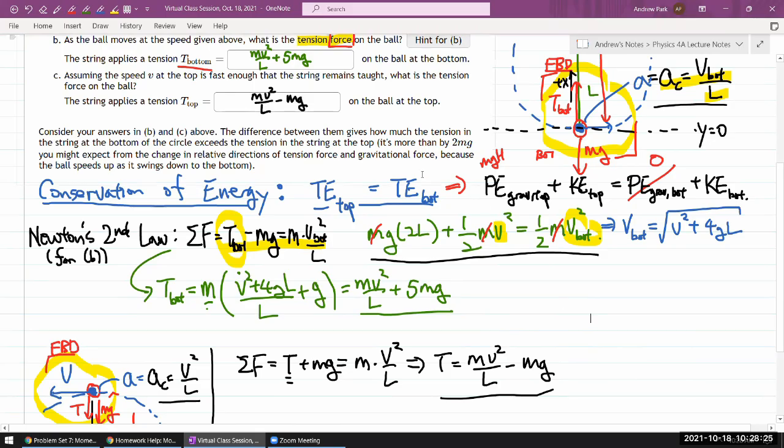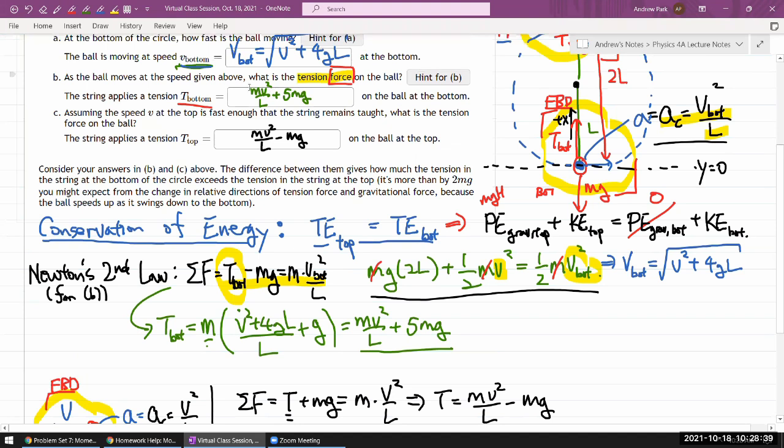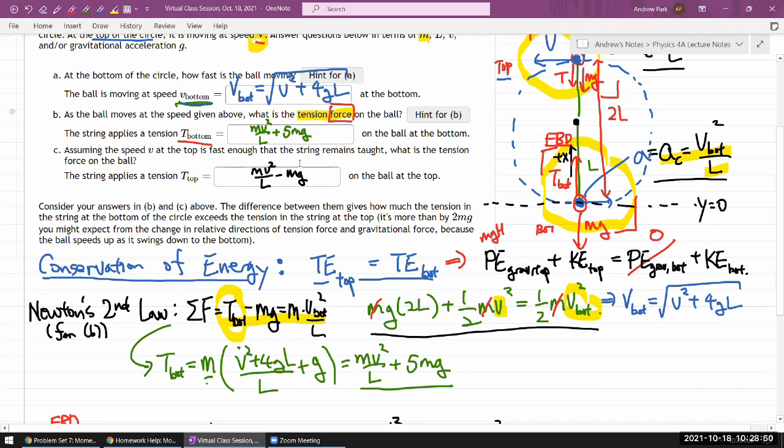Yeah, the difference between them is how much tension in the string exists. And it does say it's more by 2 mg, so it is by 6 mg, and let's hope that it's actually correct. So let me go to the question page and just enter this mv squared over L plus 5 mg to convince myself that it is correct. And I think it is right because it does speed up as it swings down, and that's what the last question part there is getting at.